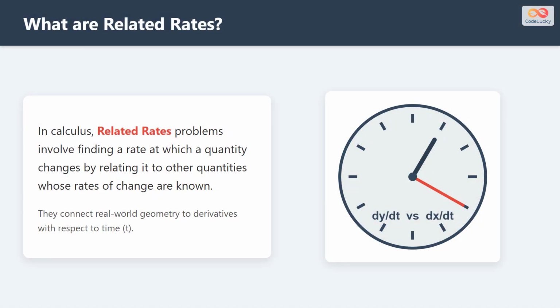So, what exactly are related rates? In calculus, a related rates problem involves finding the rate at which one quantity changes by relating it to other quantities whose rates of change are known. Essentially, we are connecting real-world geometry to derivatives with respect to time. If one part of a shape moves, how does that affect the other parts?